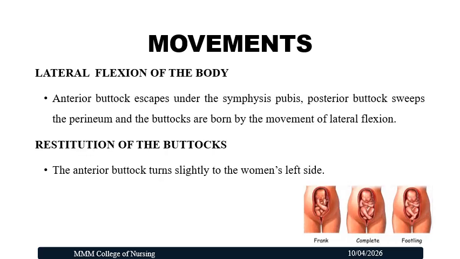Lateral flexion of the body. Anterior buttock escapes under the symphysis pubis. Posterior buttock sweeps the perineum and the buttocks are born by the movement of lateral flexion. Next movement is restitution. The anterior buttock turns slightly to the woman's left side.